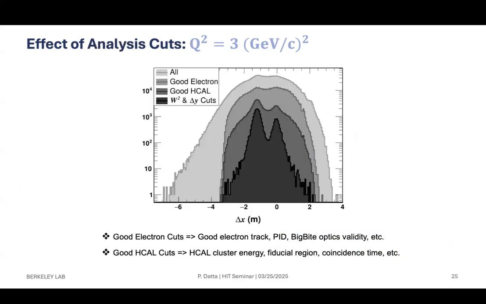And this plot very nicely shows the effects of our analysis cuts on the delta X distribution. Here, the distribution with the lightest shade of gray shows all events without any cuts, and you can barely see the proton and neutron peaks. Then when you add on cuts like good electron, good HCal, and finally W squared and delta Y, it nicely resolves the proton and neutron peaks, which enables us to do the extraction of the ratio.